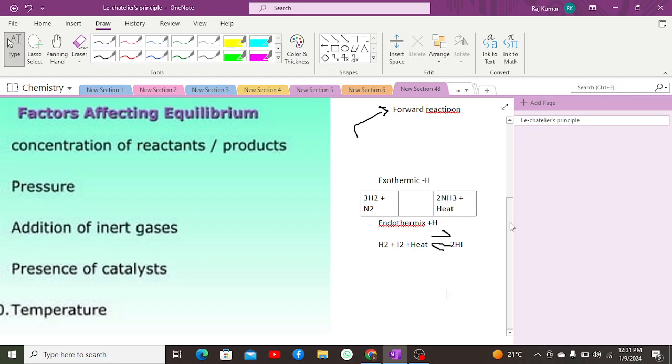As a result, equilibrium will be achieved again, and before the achievement of equilibrium, the disturbance will lead to a backward reaction, which means equilibrium will be achieved, but there will be more formation of reactants. The Kc value will remain constant, but there will be more formation of reactants.